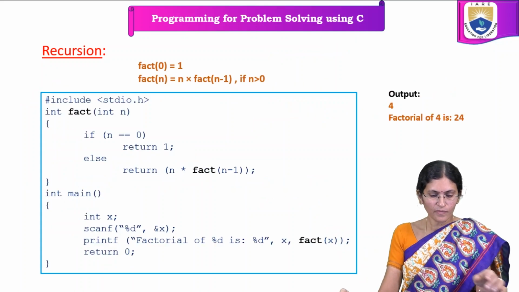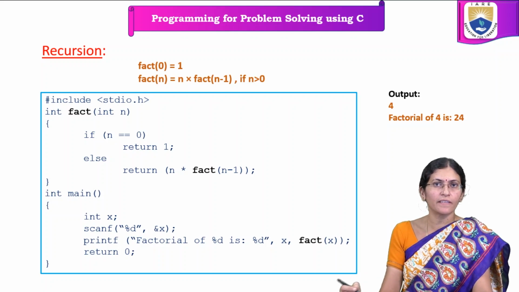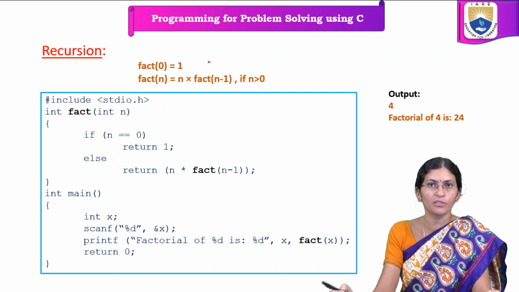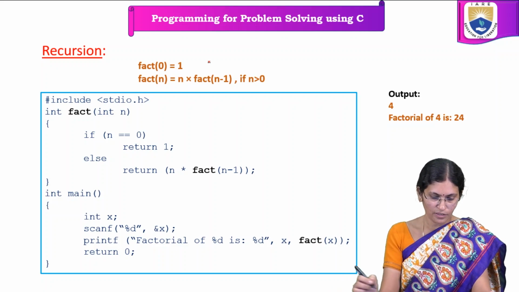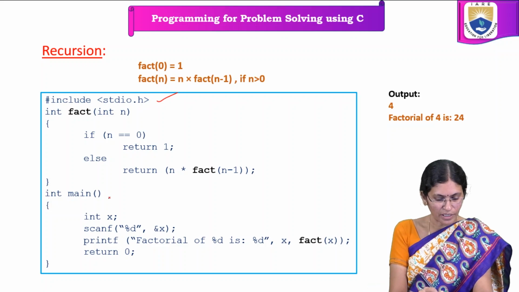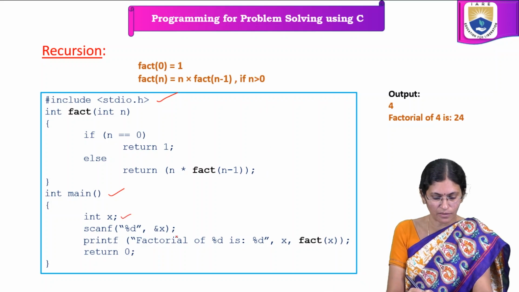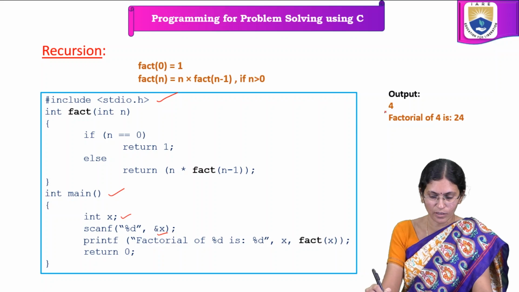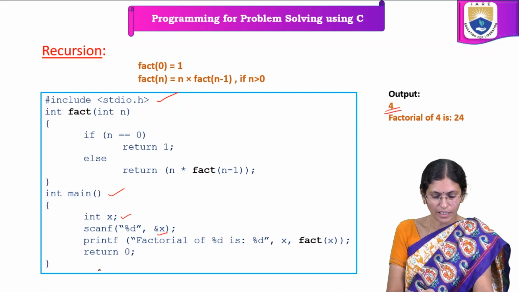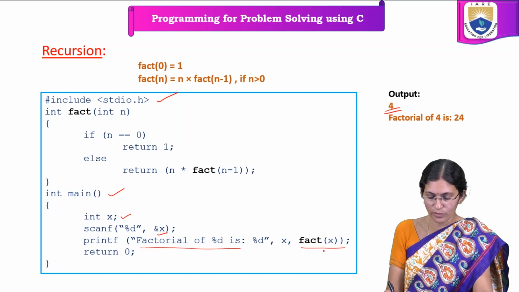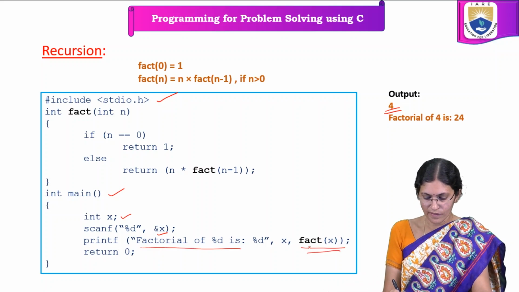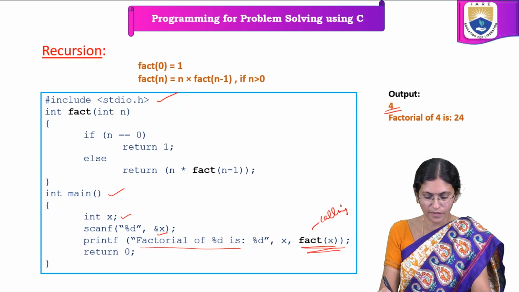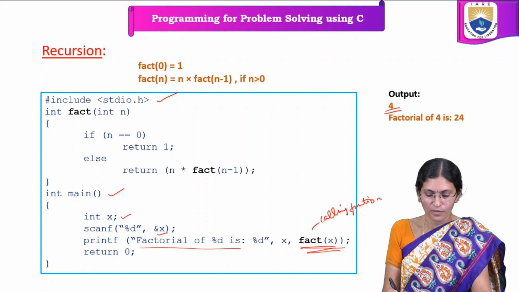Now let us see with the help of a program. Let us write a program to find the factorial of a given number by using a recursive function. Here we can see the header file and the main function. Program execution starts from the main function. This is the function definition. In the main function we have declared an integer variable x. By using the scanf function, we are reading the value of x. Suppose x is equal to 4. In the printf statement we are calling the function. This is the function call, or calling function, factorial of x.